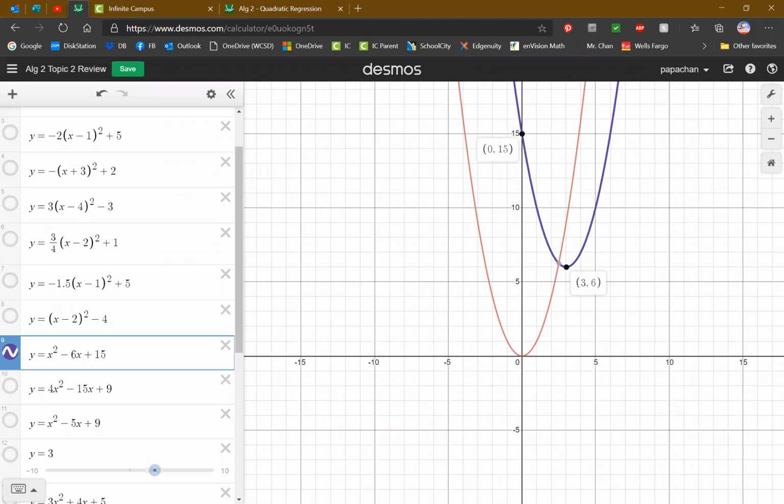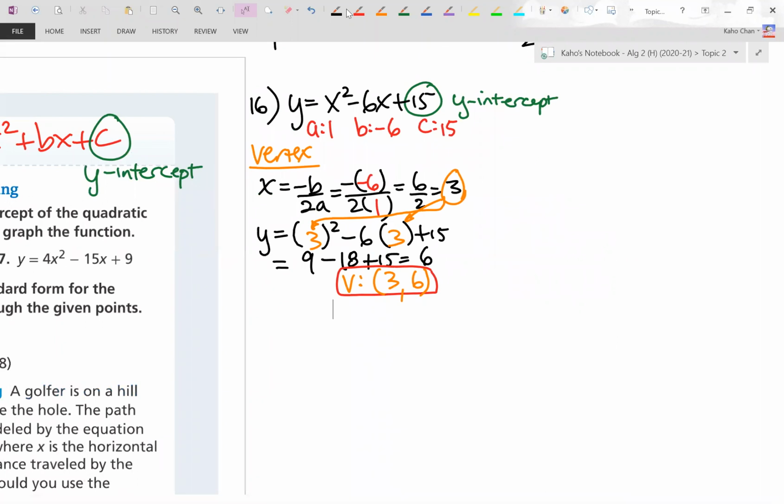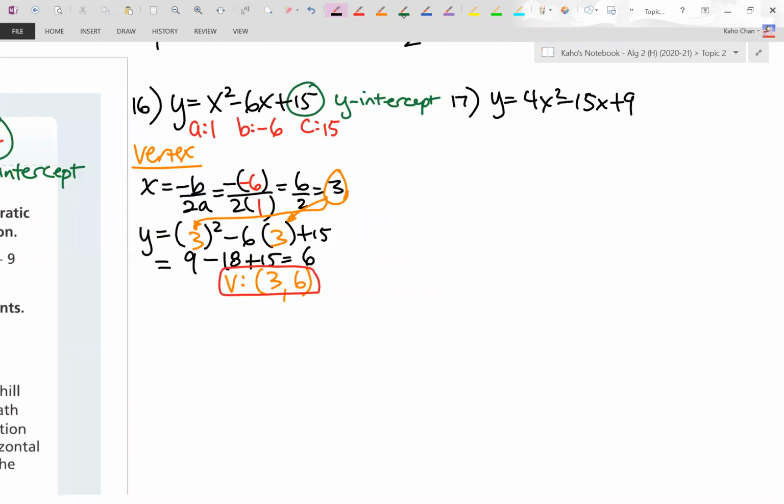Very good. Let's go back. Ready for number 17? Woo, a lot of problems. It's gonna be a long lecture. This will probably be the marathon because there's 7 sections. That's crazy. All right, here we go. Right off the bat, my y-intercept is 9.